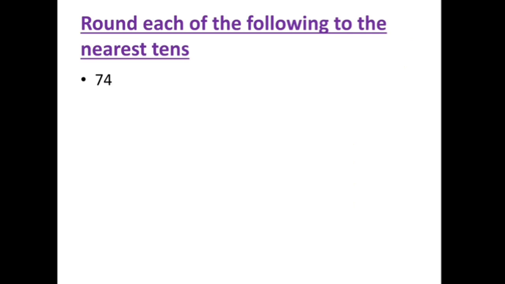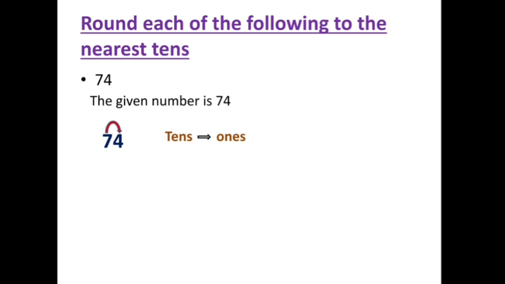Round each of the following to the nearest tens. Here the first question we have is 74. When we are doing the estimation for nearest tens, we have to check ones place. Here the given number is 74. Let us write the number. Now which number is in ones place? 7 or 4? 4 is in ones place. So we need to check 4.